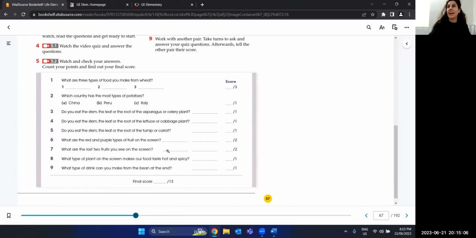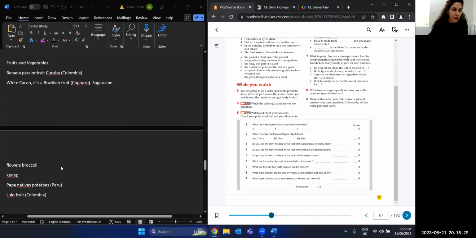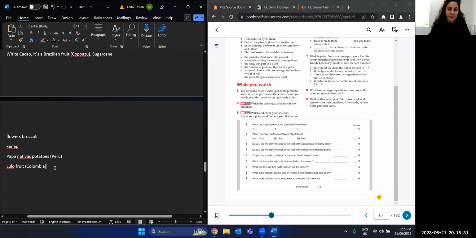What are the last 2 fruits you saw on your screen? Oranges, or orange and lemon. What type of plant on the screen makes your food taste hot and spicy? Chilies or peppers, yeah, same, chili or peppers. What type of drink can you make at the end? Coffee, yes. So I'll quickly write the answers down here.